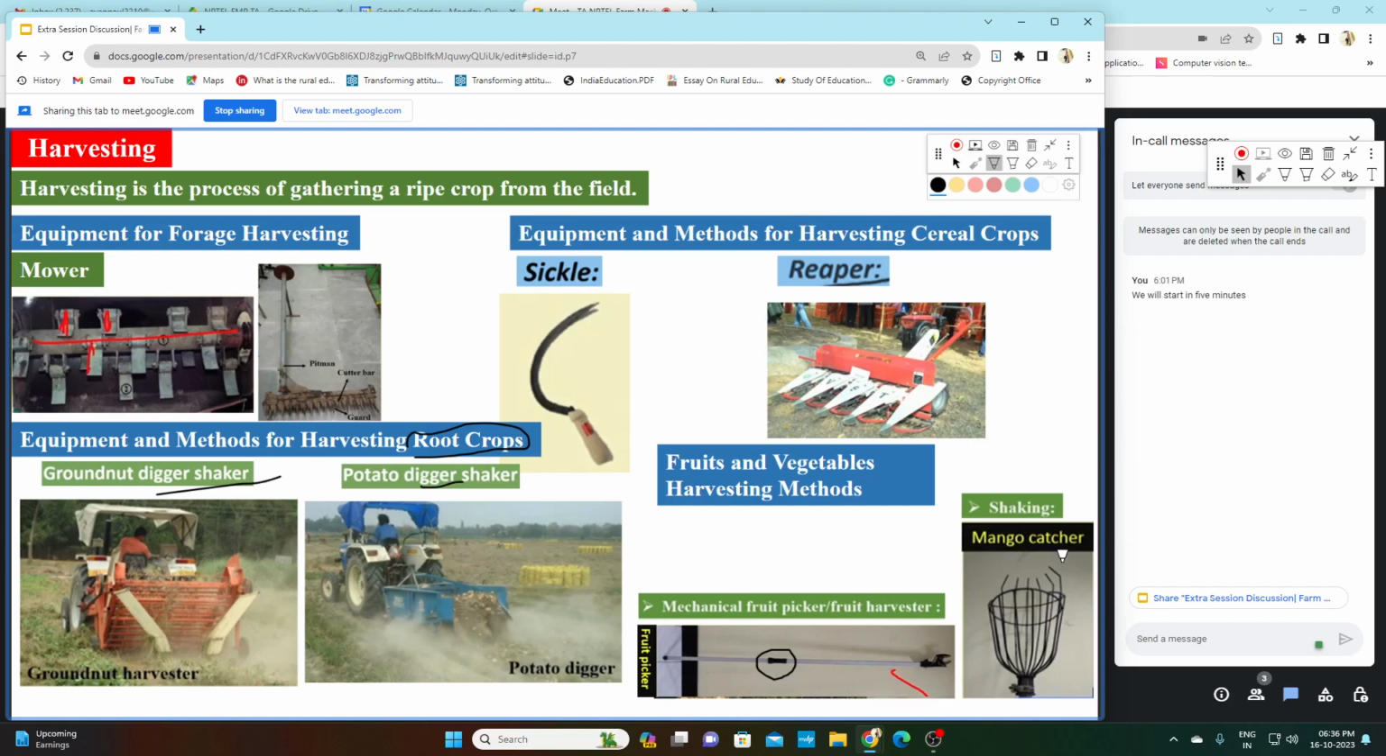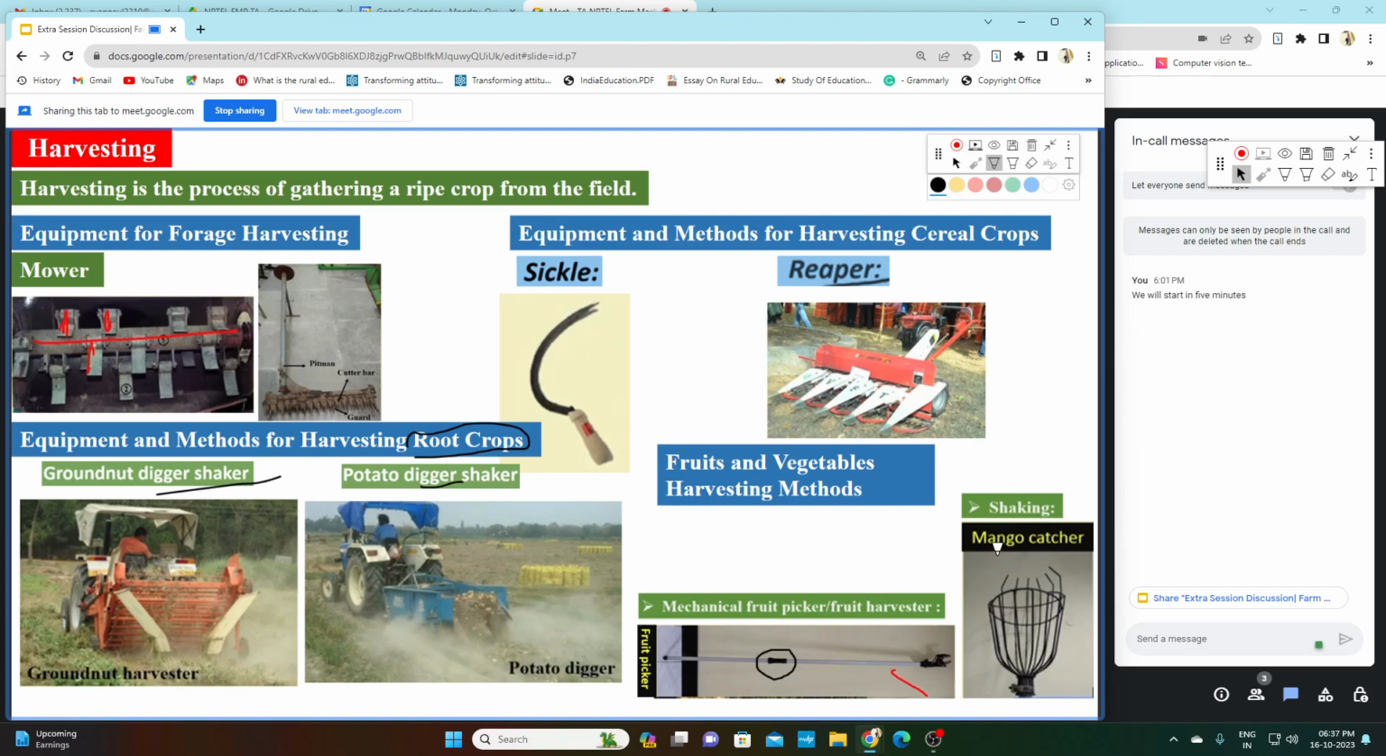Second is shaker cum catcher. So what this equipment does, wherever your fruits are, you can shake those branches. Whenever you shake those branches, the peduncle will become weak, and eventually the fruit will fall.